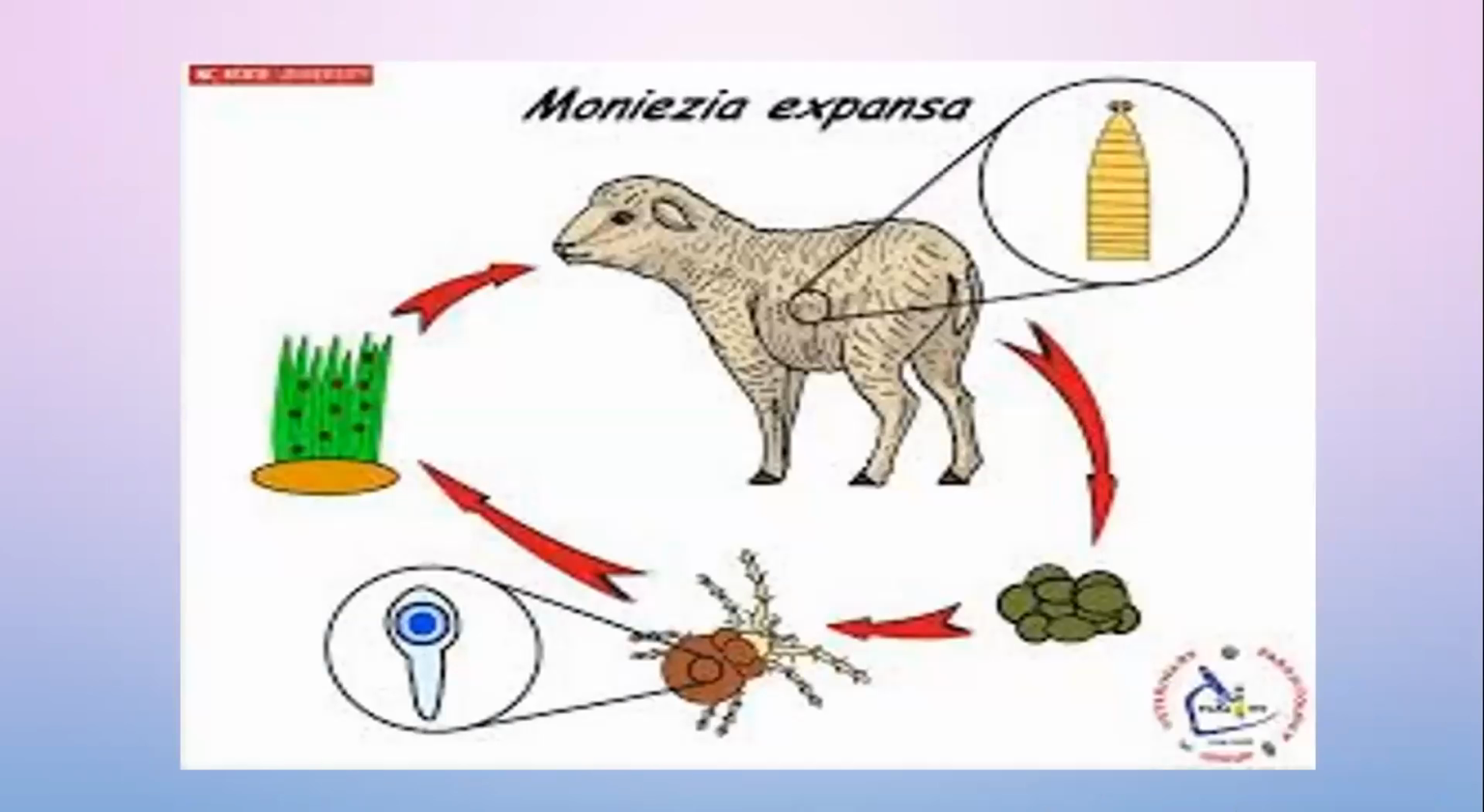The most prevalent tapeworm is the Moniezia species. And the life cycle of the Moniezia species is quite simple.